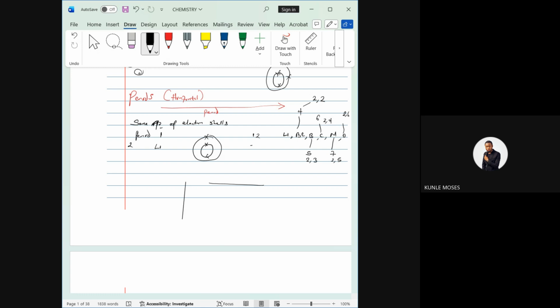But if you go to group 2, the last number in the outermost shell must be 2, like beryllium. Beryllium is element number 4 in the periodic table, that's 2,2. Like magnesium, atomic number 12, which is 2,8,2. Like calcium, element number 20, that's 2,8,8,2. The last number must be the same, and it must correspond to their group number. So group 2 must always end with 2.